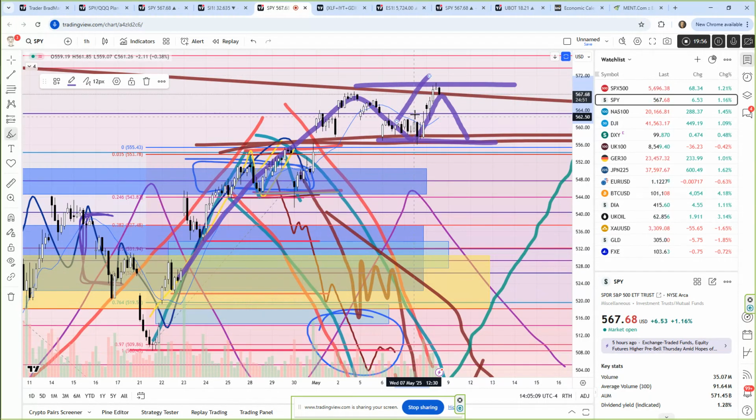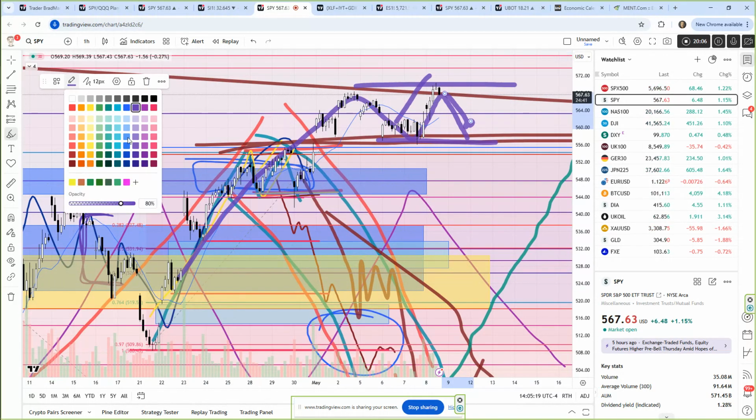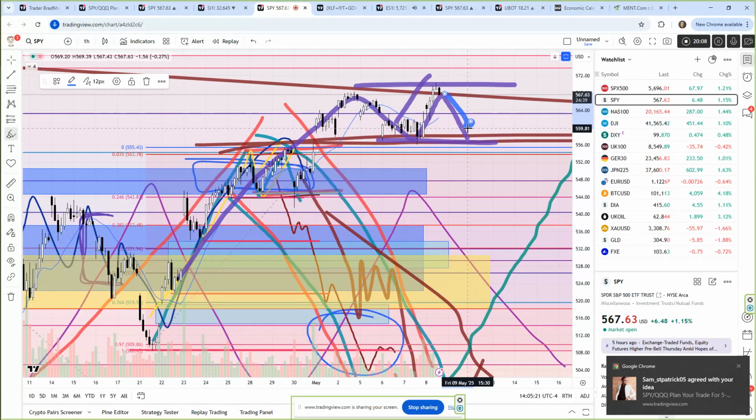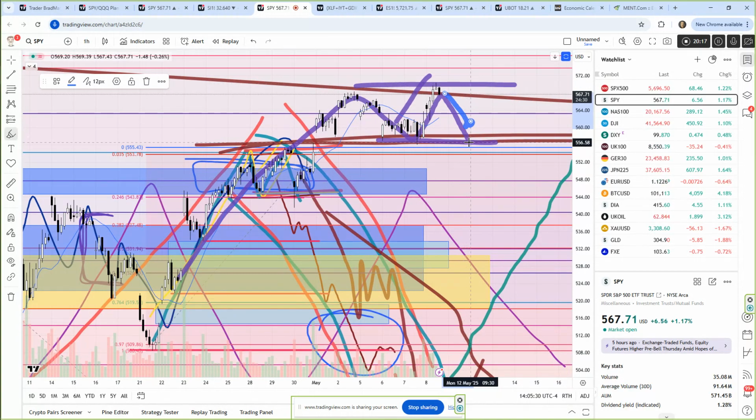And what we have here is if we get a potential breakdown, the cradle pattern itself needs to move down into this area to actually form the cradle. So we need to have that downward move take place to form the cradle. But again, this breakdown move sets up a breakaway move above 570 as a rally phase and a breakdown move below 556 as a breakdown phase.